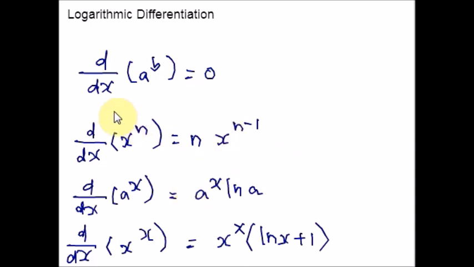Please look at the first rule. The derivative of a raised to b is equal to 0. This is the constant rule. The second rule is x raised to n, which is the power rule. The third one is the derivative of an exponential function, and the fourth one is the first example we just solved. This is the formula we use for logarithmic differentiation. So please have a glance over all these four formulas.